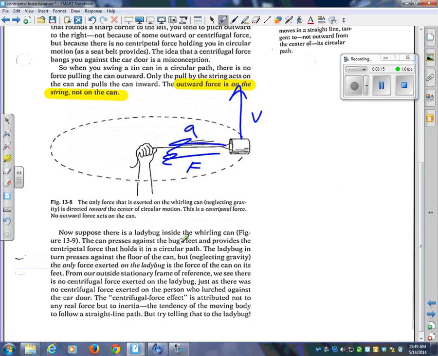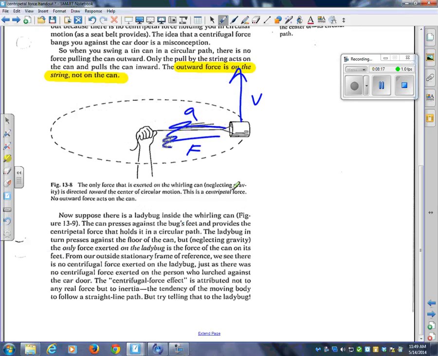Now, suppose there's a ladybug inside the whirling can, or Sean on the ride at the fair. The can presses against the bug's feet and provides the centripetal force that holds it in a circular path. The ladybug, in turn, presses against the floor of the can, but neglecting gravity, the only force exerted on a ladybug is the force of the can on its feet. From our outside stationary frame of reference, as a human outside the moving object, we see that there is no centrifugal force exerted on a ladybug. We can't see or model an outward force on a ladybug.